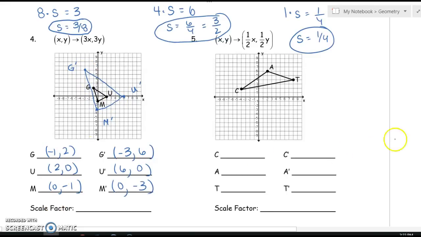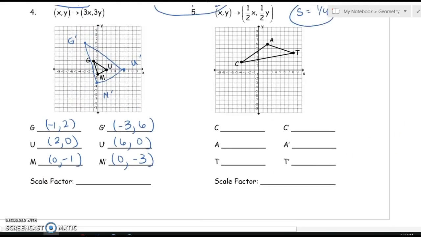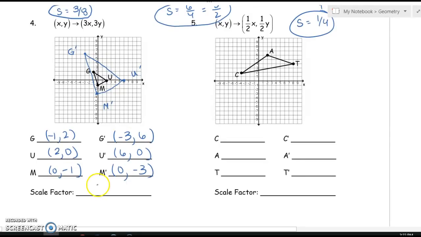Since this is getting bigger, it's an enlargement. Now the scale factor is going to be 3. Okay, it's getting 3 times bigger. All right, for the next one, we've got x, y, arrow, 1/2 x, 1/2 y. So this time we're taking x and cutting it in half, and same thing with y. So we're going to be making it smaller this time.